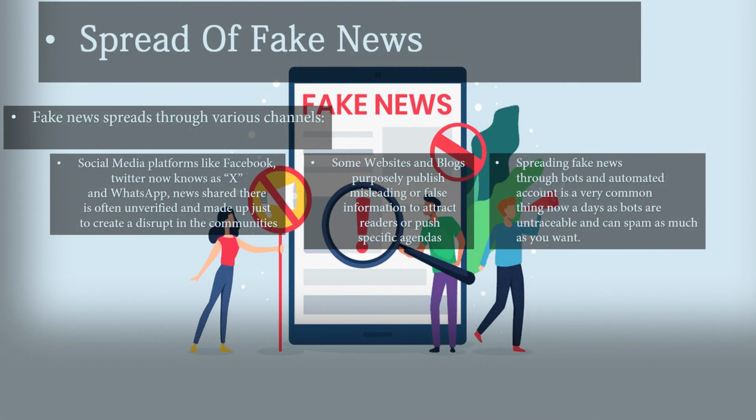Spread of fake news. Fake news spreads through various channels. Social media platforms like Facebook, Twitter, now known as X, and WhatsApp. News shared there is often unverified and made up just to create disruption in the communities. Some websites and blogs purposely publish misleading or false information to attract readers or push specific agendas. Spreading fake news through bots and automated accounts is a very common thing nowadays, as bots are untraceable and can spam as much as you want.